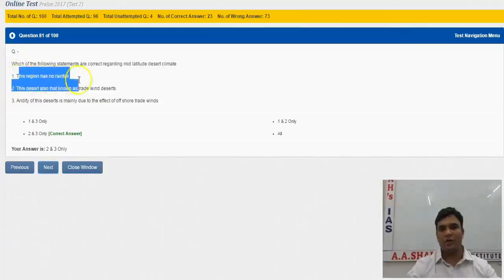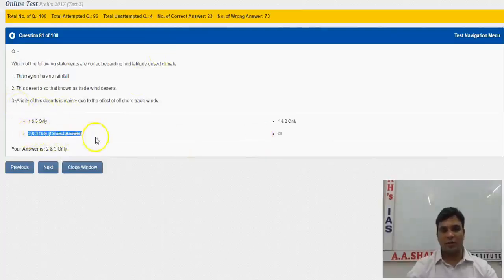1. This region has more rainfall is definitely not correct, because we are talking about mid-latitude desert climate. In the mid latitudes, we have some bit of rainfall, and since it's not near the equator, unlike sub-Saharan Africa, it's mid latitude. That means what? That means that it will receive some form of precipitation. There will be some form of moisture bearing clouds, and therefore there will be some formation of rain. So one is definitely wrong, and one finds a mention in all the other three options. So by the method of elimination, what you can do is you can easily arrive at 2 and 3 as the correct answer.